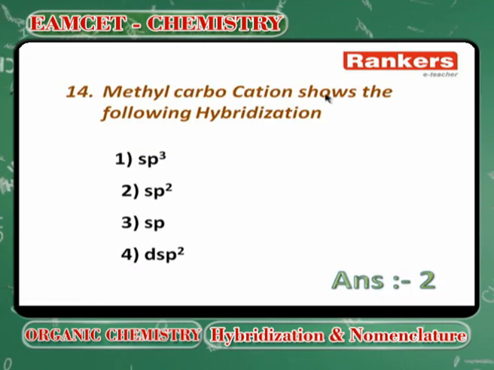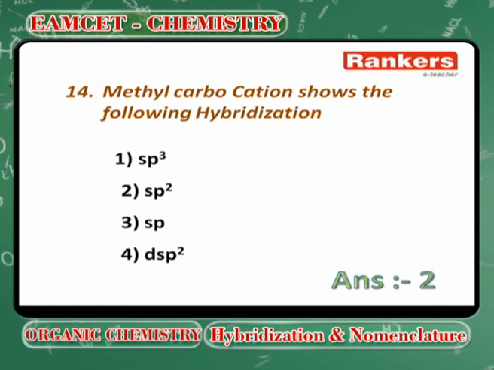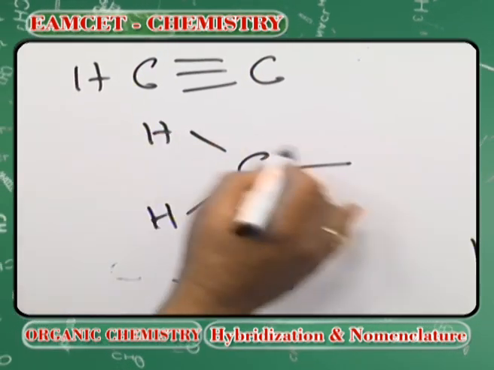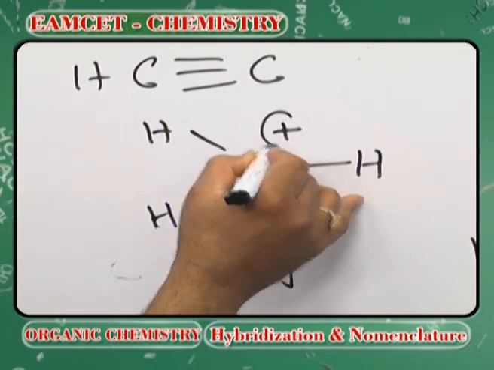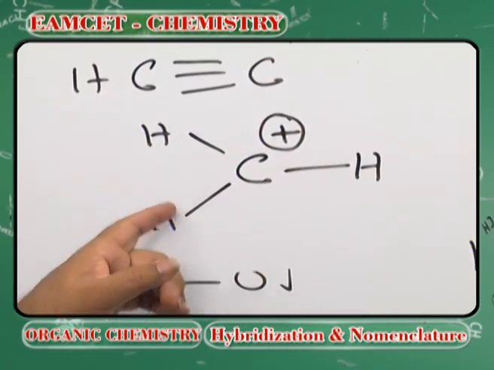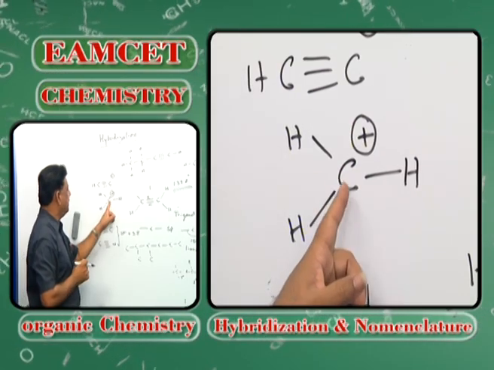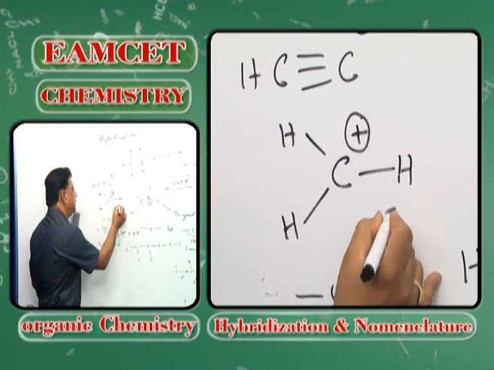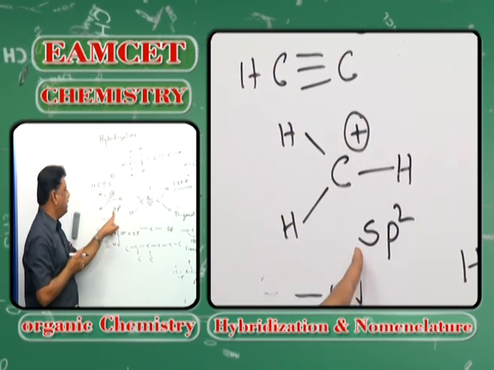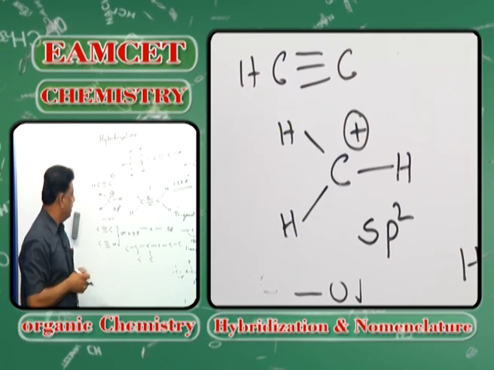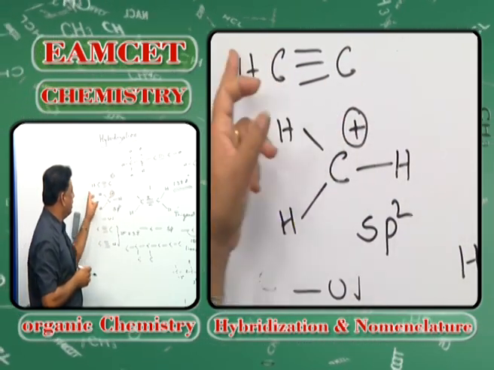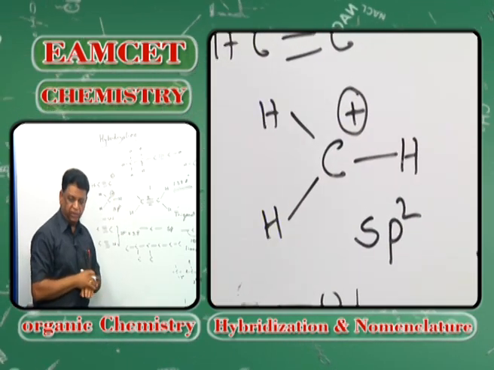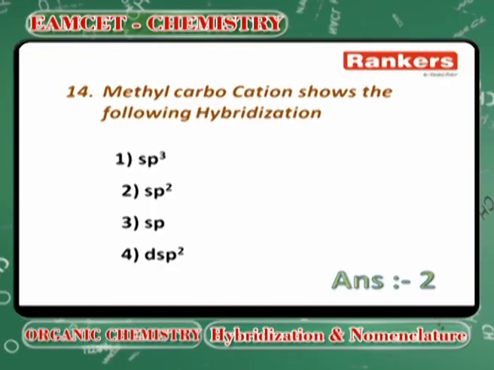Methyl carbocation shows the following hybridization. Methyl carbocation means a carbon with 3 hydrogens and the carbon has a plus charge, that is, 1 electron is missing. The available 3 electrons on 3 sides are undergoing sp2 hybridization, that is 1 of s and 2 of p. So, it has trigonal planar symmetry, with 120 degree bond angles and all the features of sp2, right. Next.